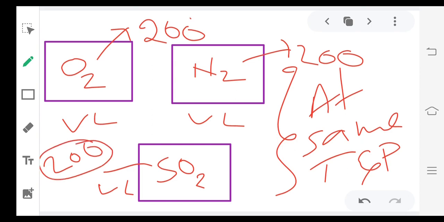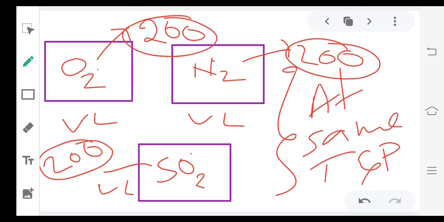That is Avogadro's observation. So he made a statement that at the same temperature and pressure, equal volumes of all gases contain the same number of molecules. So this is Avogadro's law.